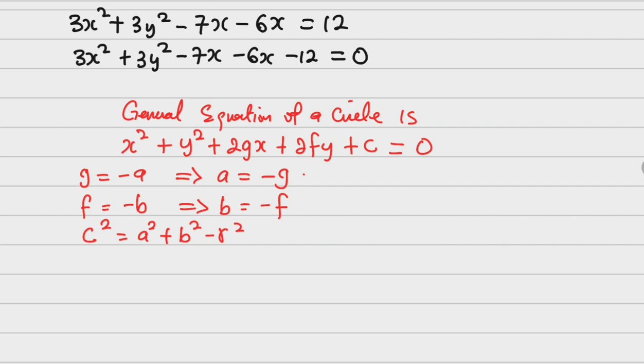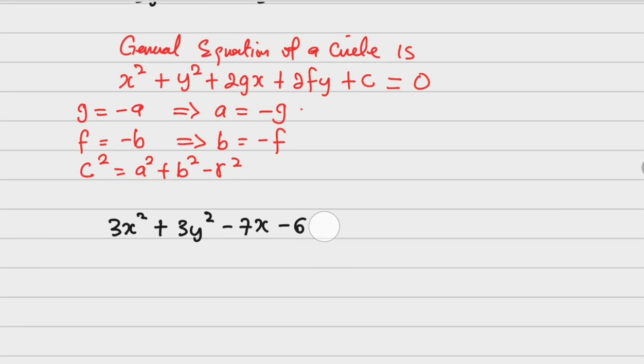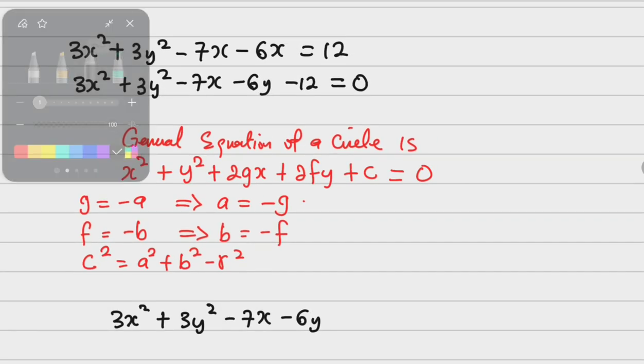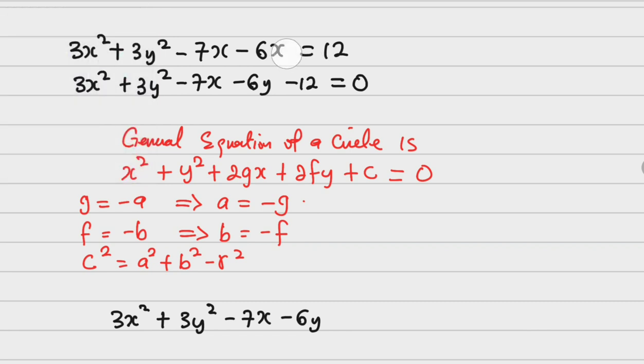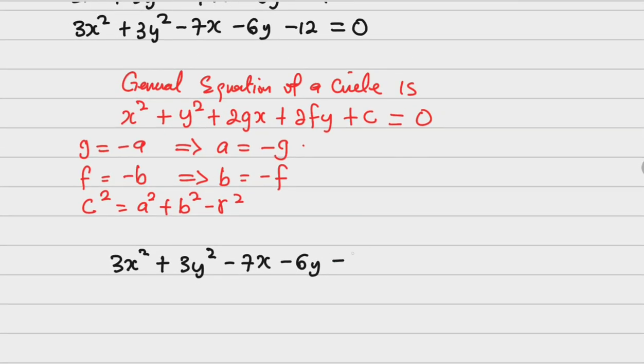Now, how do I get this g and f? Is to make sure that I represent the equation 3x squared plus 3y squared minus 7x minus 6y. Sorry, this is not x. I think I'm mixing it up. This is 6y. So I'm going to take this one off. So this is going to be y. Sorry for that mix up, okay? Now this is going to be minus 12, all right, is equals to 0.